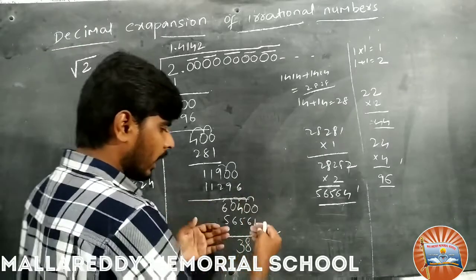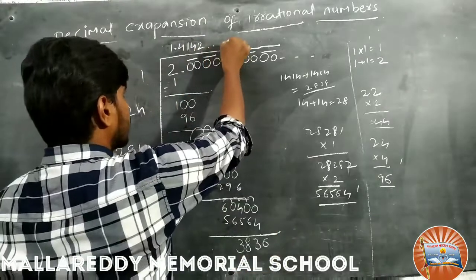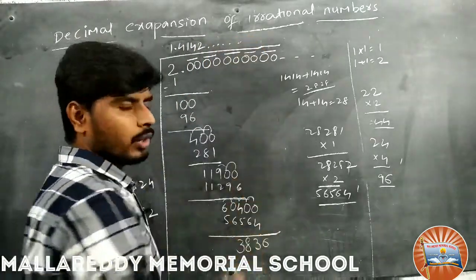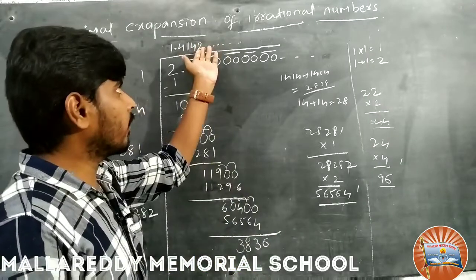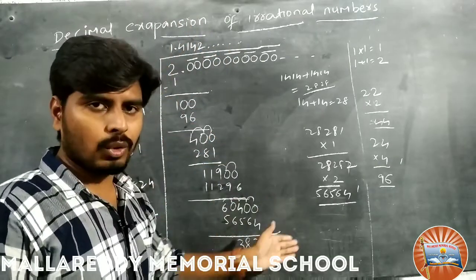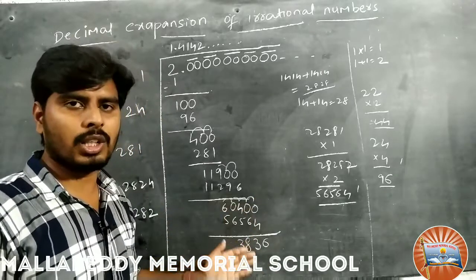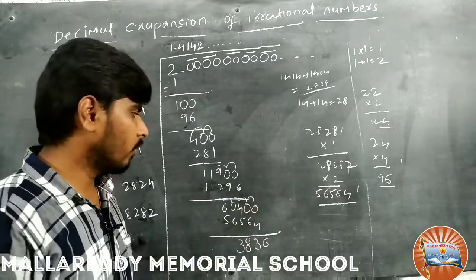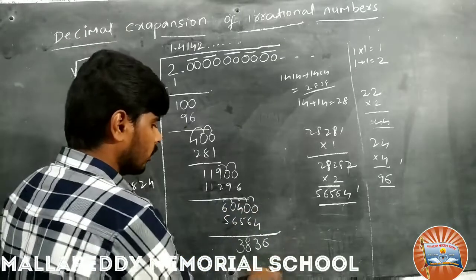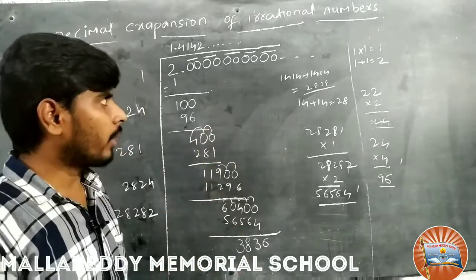If we continue like that, we get different numbers again. They never terminate. The process continues like that only. This is the way of finding the decimal expansion of root 2. We can continue from here. I am stopping here. Write down the notes.